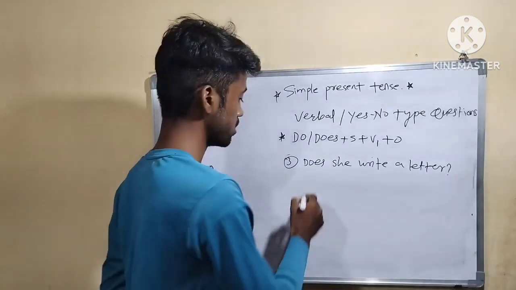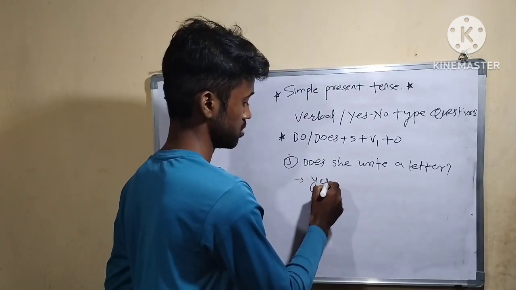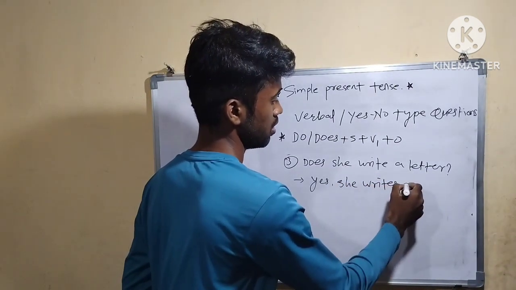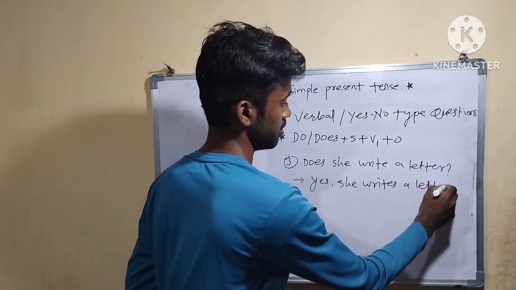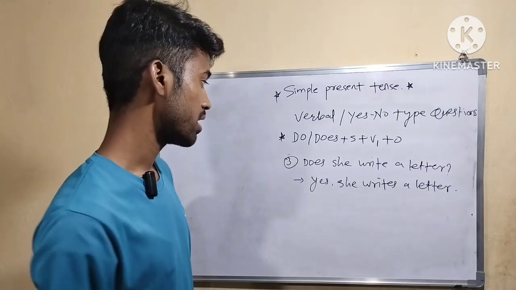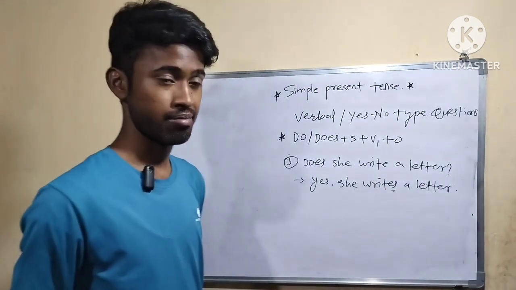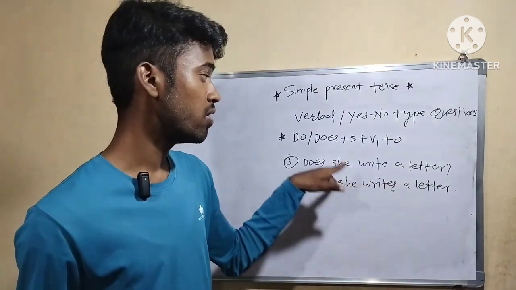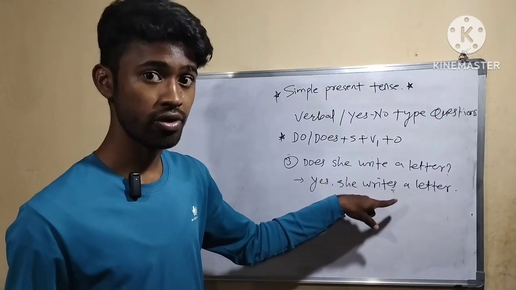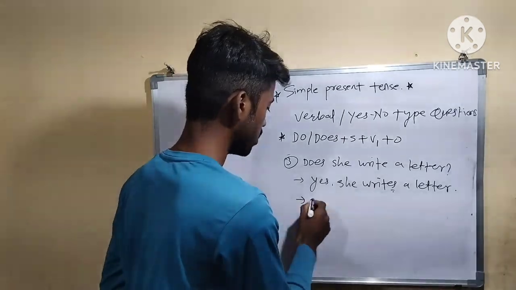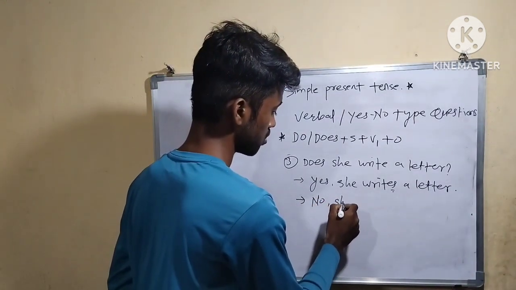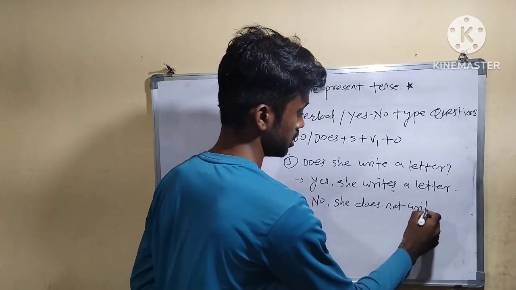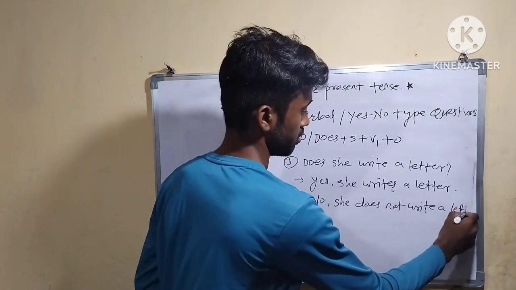Now answers. What is the positive answer? Yes, she writes a letter. Now here I am adding s, the same. She is third person singular, and that is the reason here in the positive sentence we have to add s or es after the verb. Okay. In negative, no, she does not write a letter.